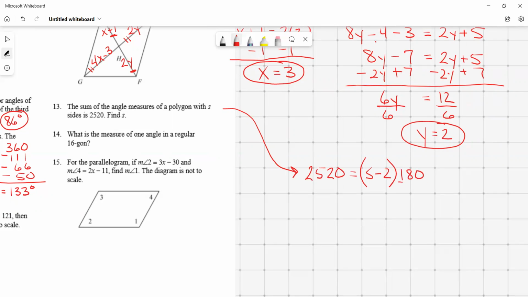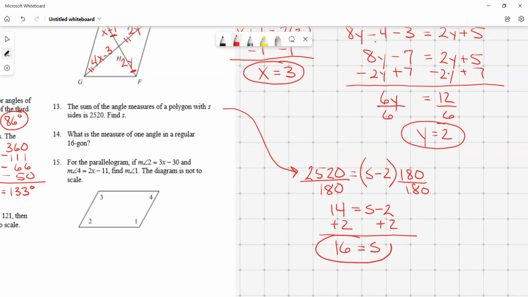So if you divide both sides by 180, then 2520 divided by 180 is equal to 14. So 14 equals S minus 2, and you add 2. So 16 is equal to S. That's your number of sides for the shape.